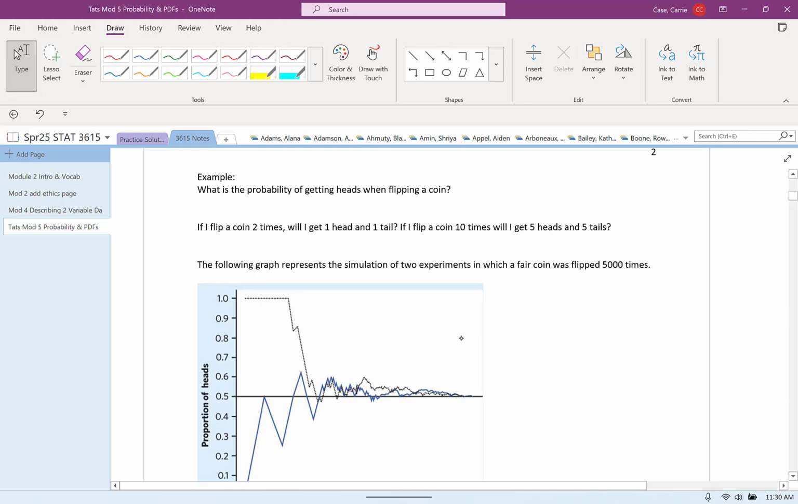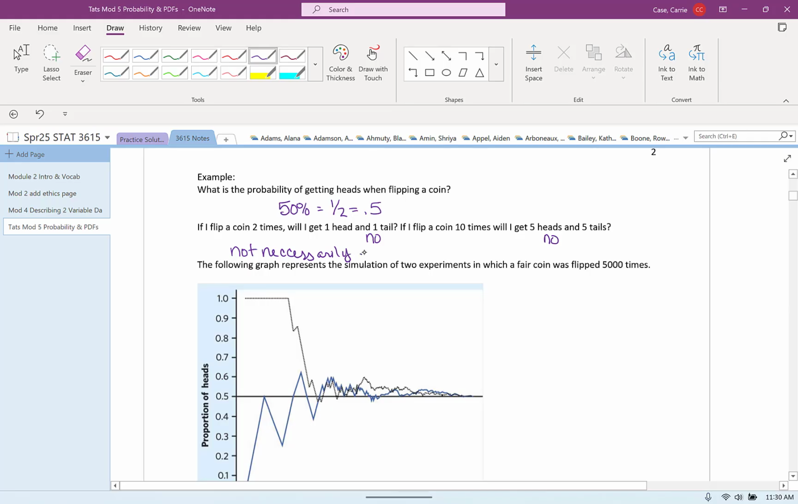What's the probability of getting heads when we flip a coin? Well, we all know that it's 50%, or 1 out of 2, 1/2, or 0.5. If I flip a coin 2 times, will I get 1 head and 1 tail for sure? Certainly not. It might happen, but it might not. If I flip a coin 10 times, will I get exactly 5 heads and 5 tails? Certainly not necessarily. So in both of these cases, this is not necessarily.